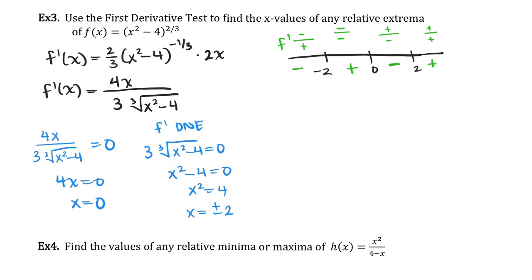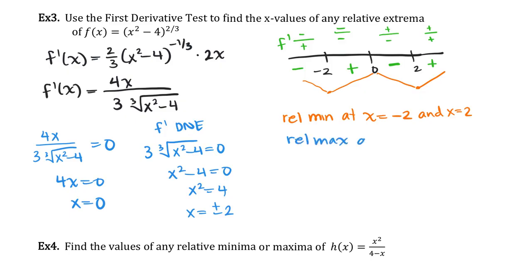So let's determine which of these are relative minimum or maximum. So at negative 2, f prime changes from negative to positive. So there's a relative minimum at x equals -2 and at x equals 2. And it's because f prime changes from negative to positive. There's a relative maximum at x equals 0, and the reason would be because f prime changes from positive to negative.